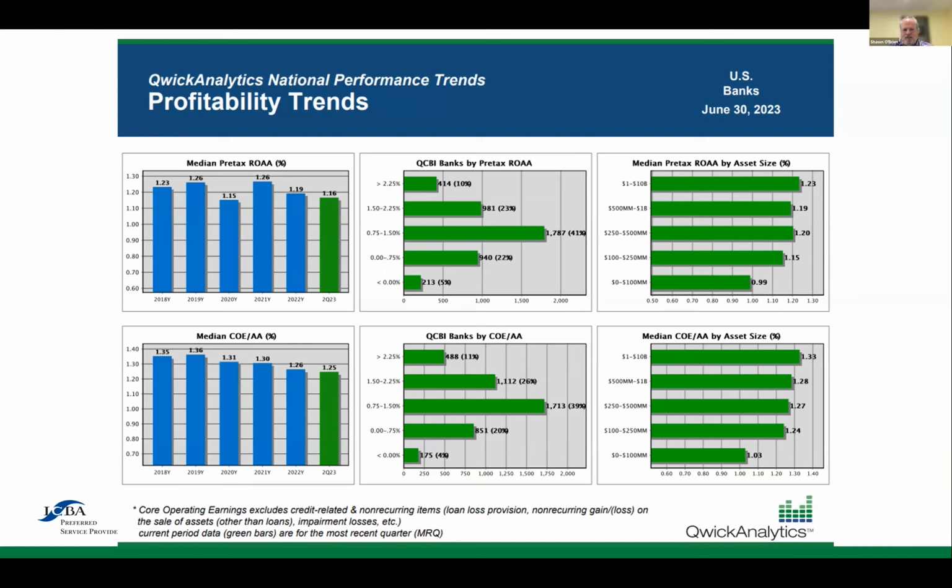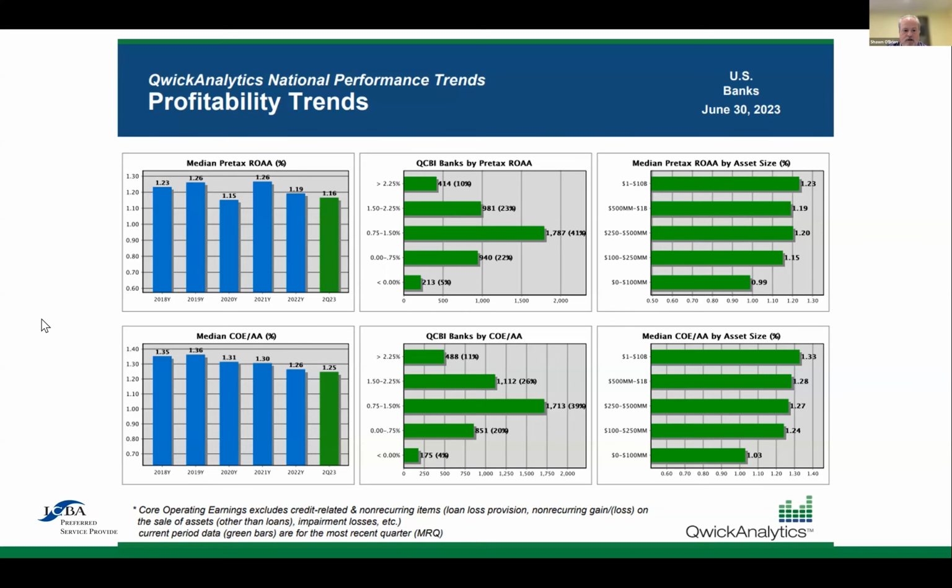Profitability, again, pre-tax ROA has remained strong for everybody. Almost every asset bucket is right about 1% pre-tax ROA. Core operating earnings, again, held pretty strong throughout the asset sizes.